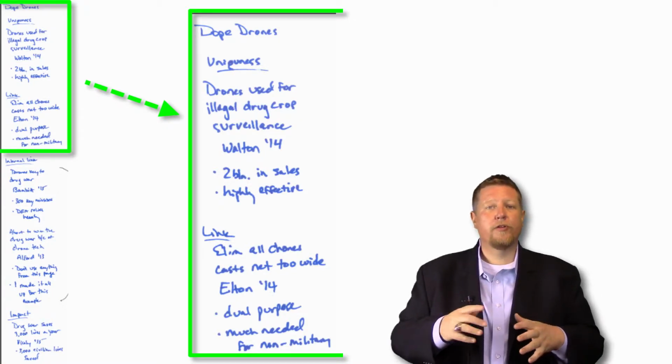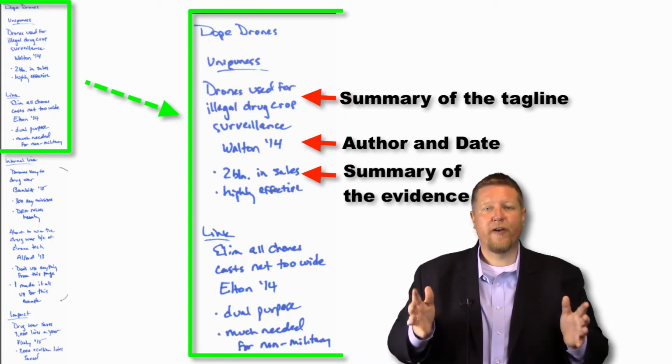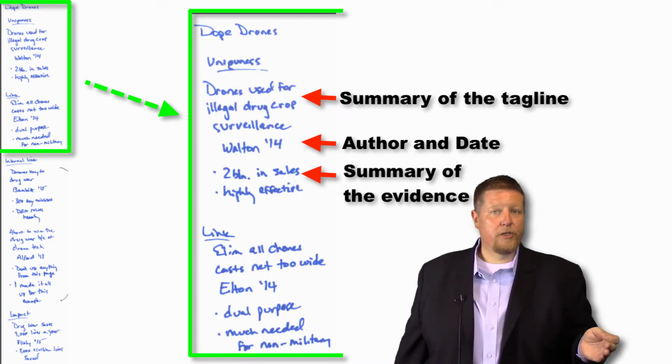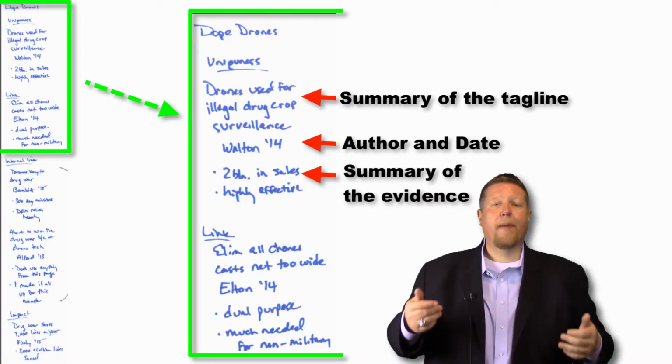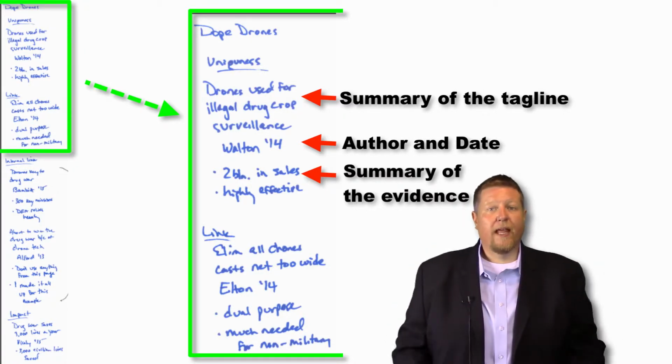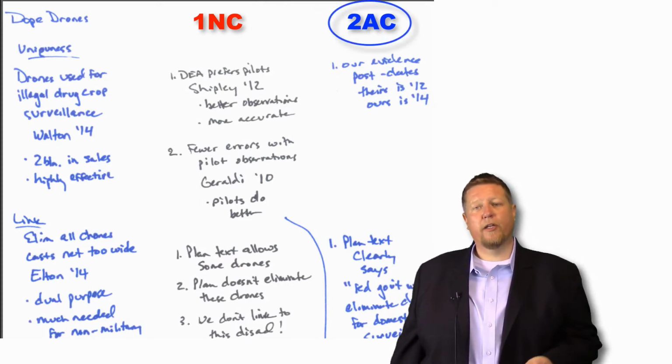Note that each element includes a summary of the tagline, the author, and date, and a few key points from each piece of evidence. Some arguments, like inherency, might only have one piece of evidence. Other arguments, like advantages, might have lots of pieces of evidence. And still others, like topicality and disads, have a predictable number of arguments. Now let's look and see how our example disadvantage flow is developing in the 2AC.